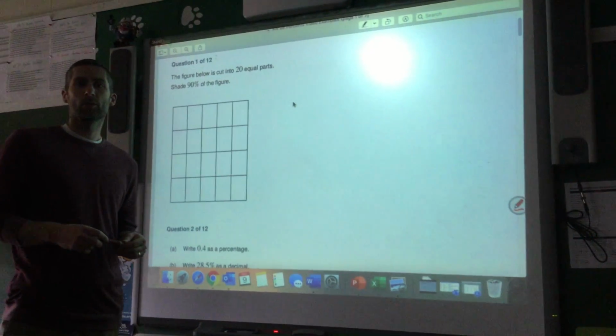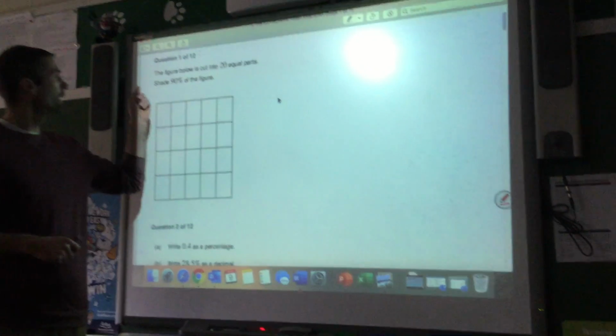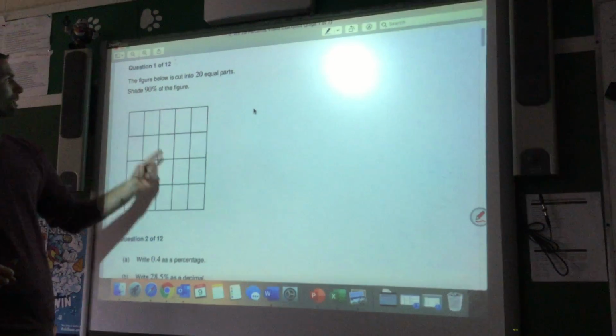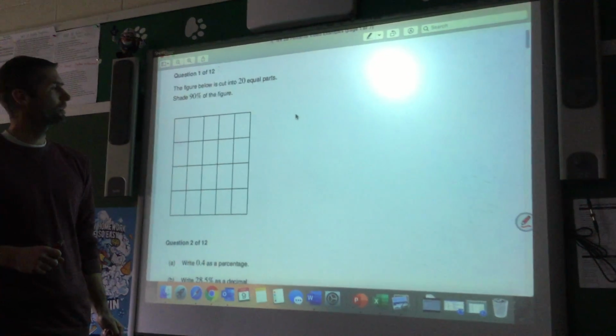Percents homework. We're going through each problem one at a time. Problem one. The figure below is cut into 20 equal parts. Shade 90% of the figure.